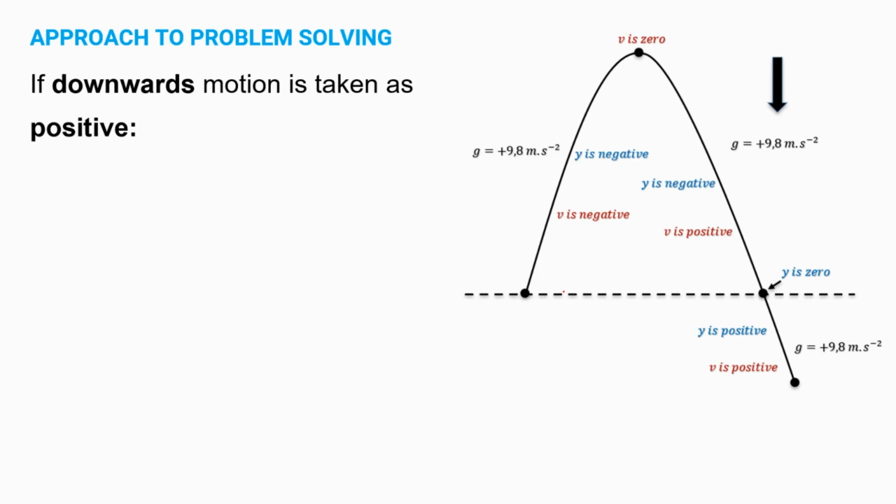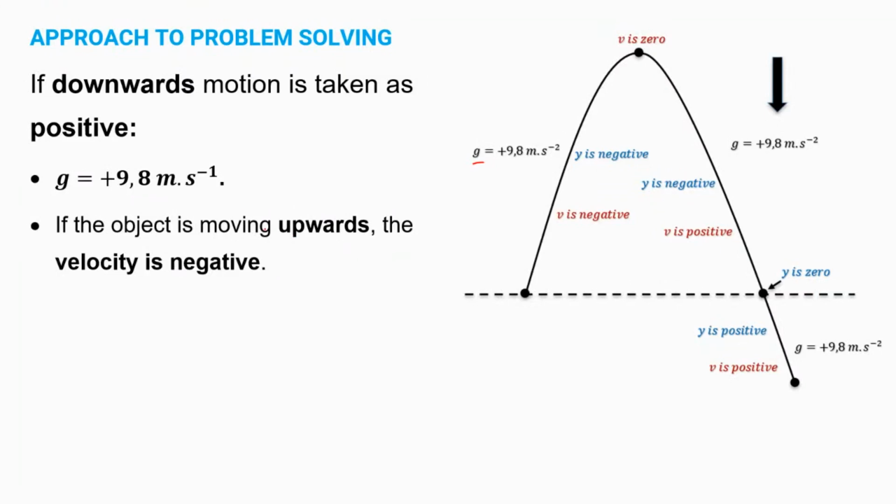And then if you choose downward motion as positive, take note of this. If the downward motion is positive, then your acceleration is going to be what? Positive, because acceleration is downward, isn't it? So if the downward motion is positive, then acceleration is positive. If the object is moving upwards, meaning like this part here, the velocity is negative.